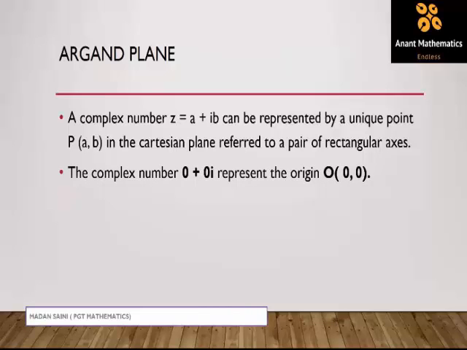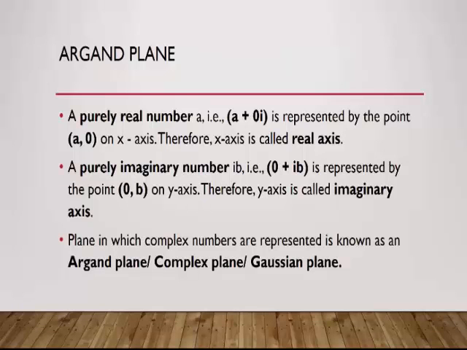The complex number 0 + 0i represents the origin (0, 0). A purely real number means the imaginary part is 0, let it be a, and in standard form it is a + 0i, represented by the point (a, 0) on the x-axis. Therefore, the x-axis is called the real axis.